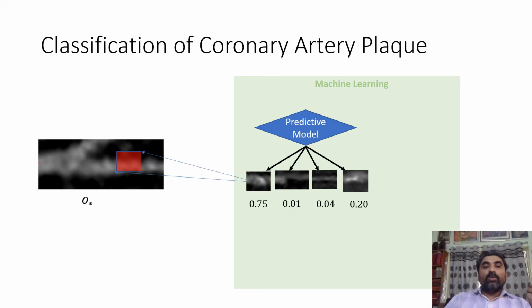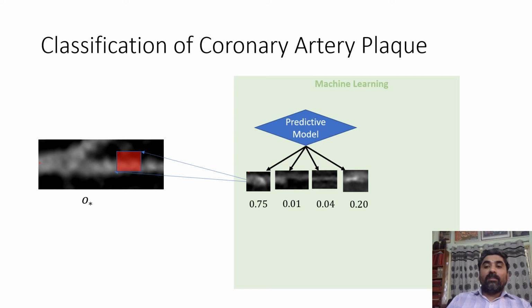Now, given a new image, one would again look for a match for each of these candidate signatures, and whichever signature has the maximum match, in this case F1, would be declared as the label for this patient. So this is how one can implement a simple supervised learning based model for identifying coronary artery plaques.